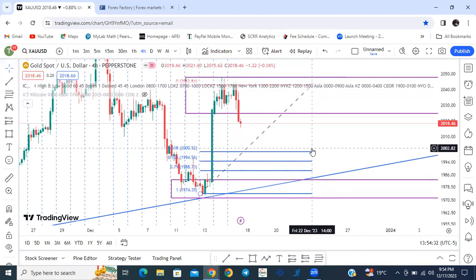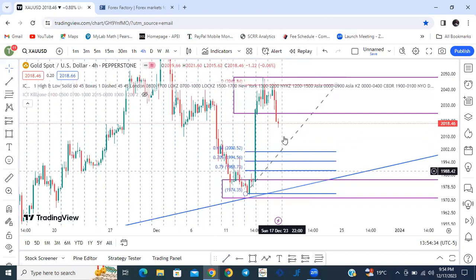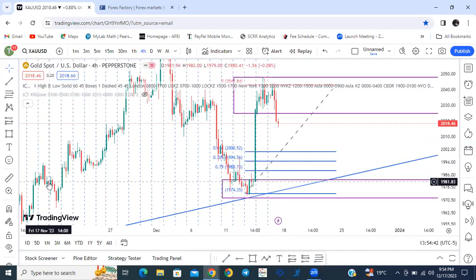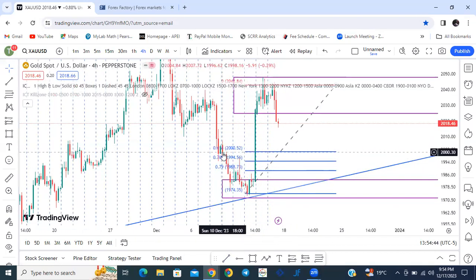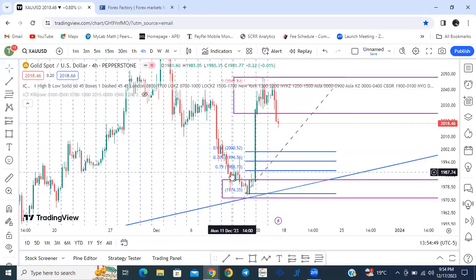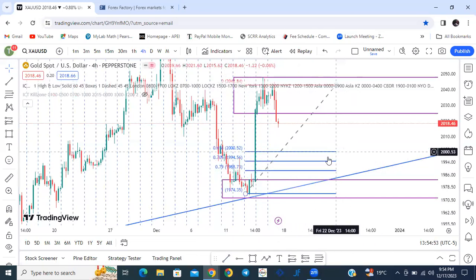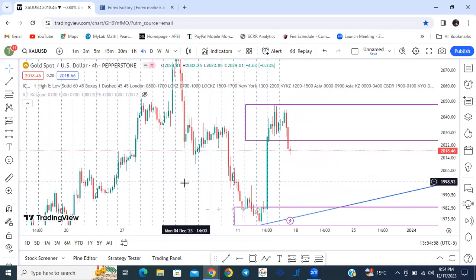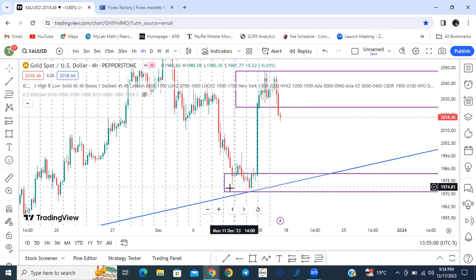So that is gold on the 4-hour time frame. I'm anticipating a push downwards to this level, and then I'll be looking for buy entries around 2000. If it goes slightly lower, maybe 1994, or the last point that I want to look at is 1988.73. So that's it for gold, because you can see, this was the previous high and this was the previous low, so there was the breakout.